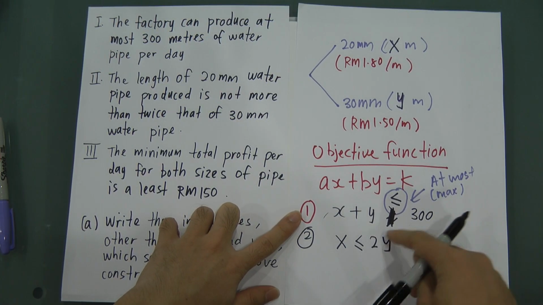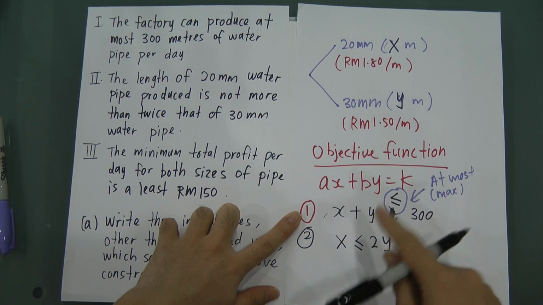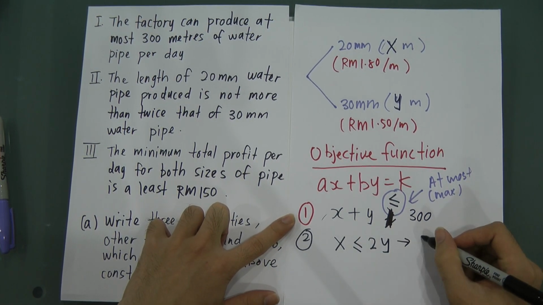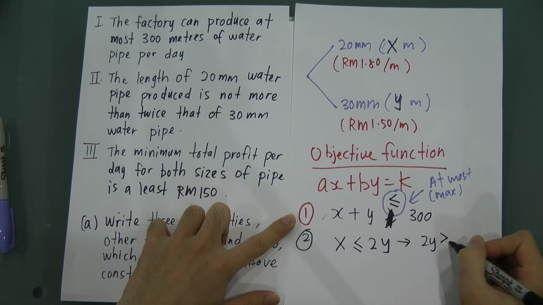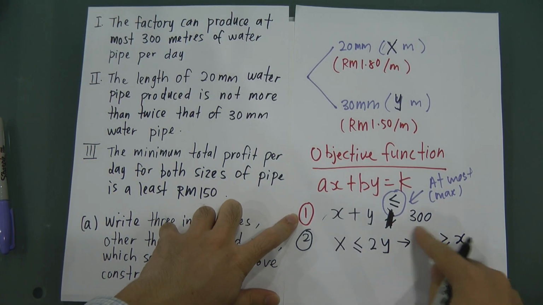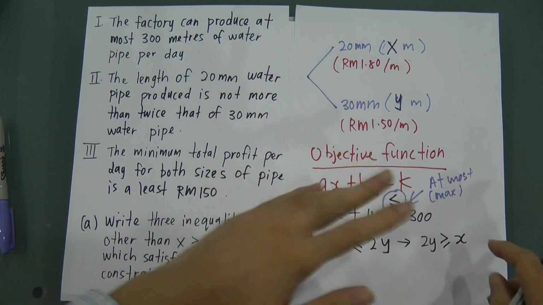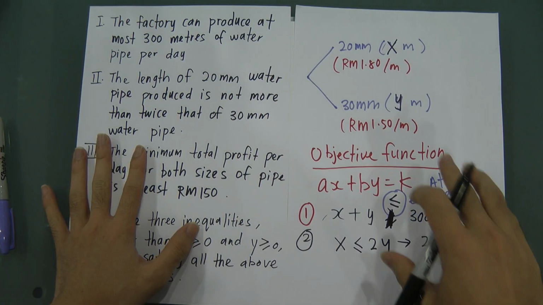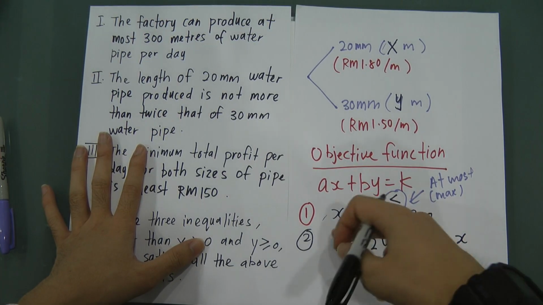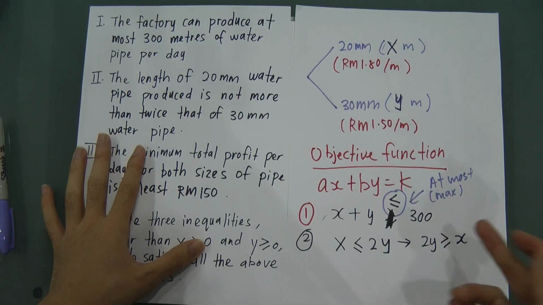So when you see y at the back, make sure you rearrange it to have y in front. So this one, 2y, will be bigger or equal to x. I just rearranged it. Make sure your y is always on your left hand side. y cannot be on your right hand side.